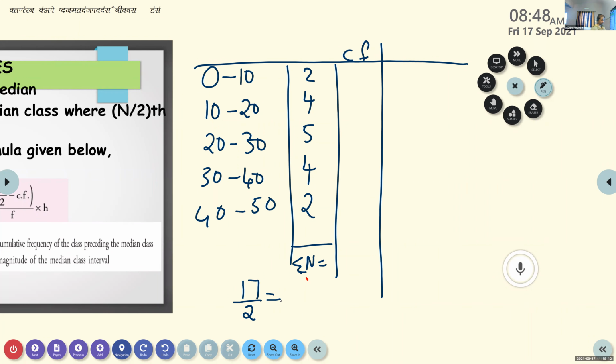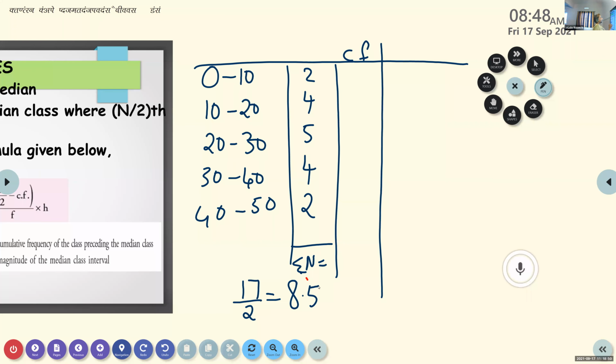So 17 by 2, what is the answer? She can't hear, type it in the chat. Seventeen by 2, how much? That is 8.5. Okay, so you got N by 2 here.